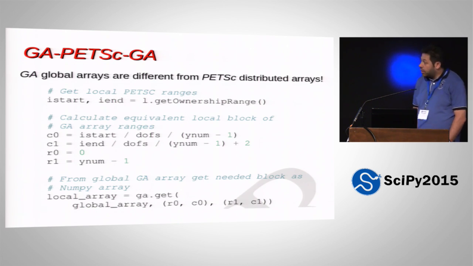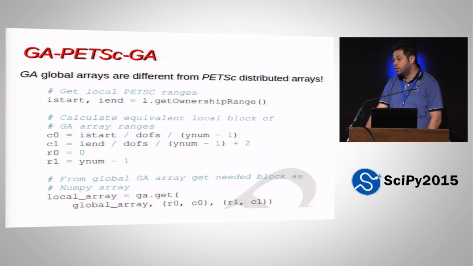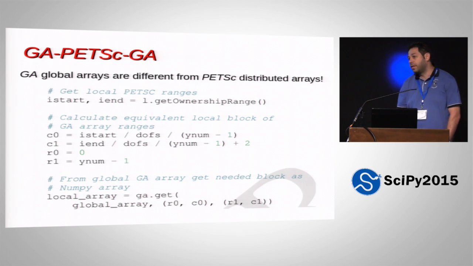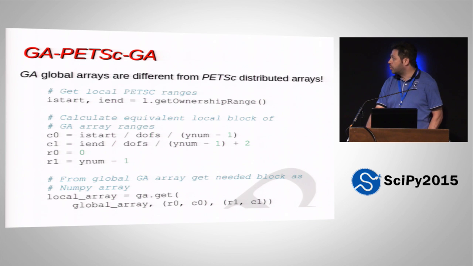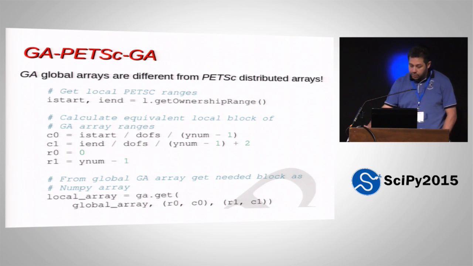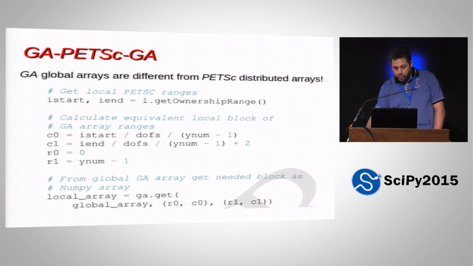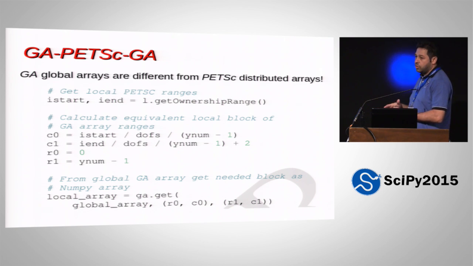Another important section is the communication between GA and PETSc, because GA global arrays are different from PETSc arrays. So you cannot pass directly a GA array to a PETSc array, but you have to extract from each task, from each processor, the local range of the PETSc array, then take this index and calculate the equivalent global array and extract the local portion of the global array that will be used to fill the local portion of the PETSc array. When you get the solution of the equation, you have to do the same thing to put back the data from PETSc to GA.